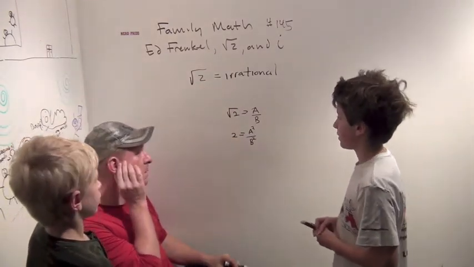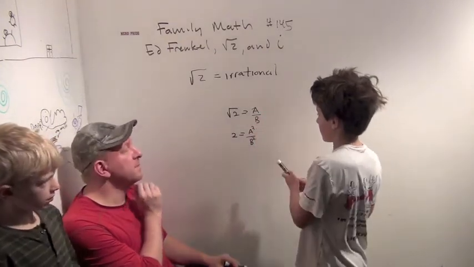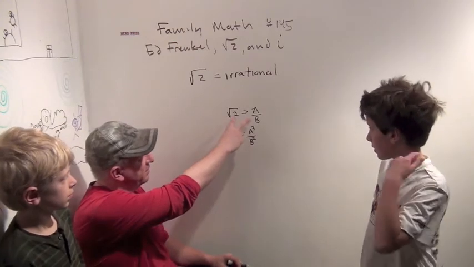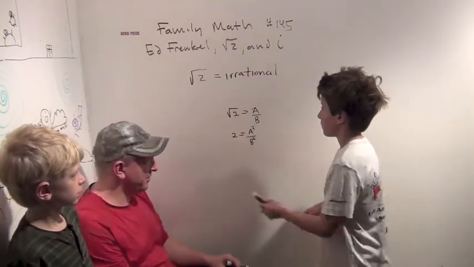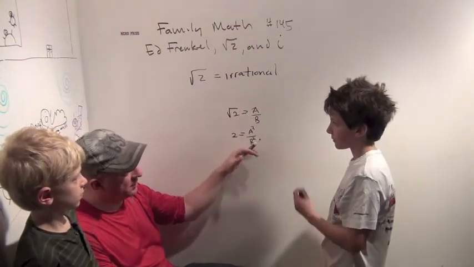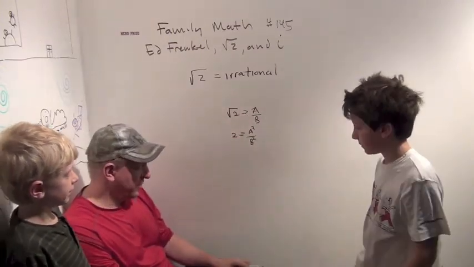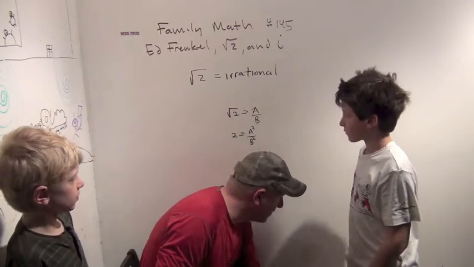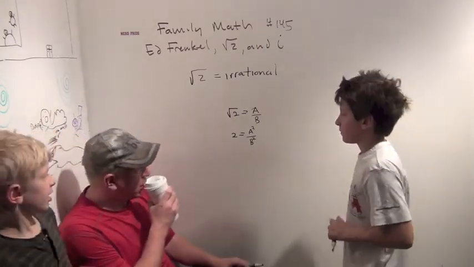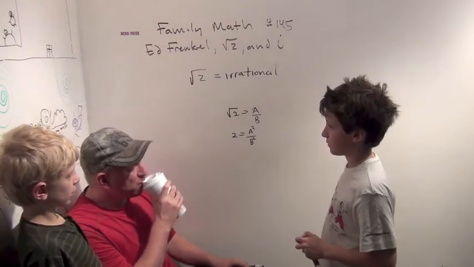It's just a over b squared, which is a squared over b squared. But why does this equation allow us to do this? Because we're doing the same thing to both sides. They're equal, so if you do the same thing to both sides, they remain equal. So now we've got 2 equals a squared over b squared.